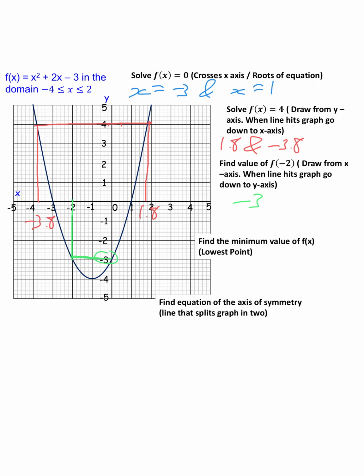Then find the minimum value of f of x. So that's the lowest point. So we can see that the lowest point is down here, and that is minus 4.